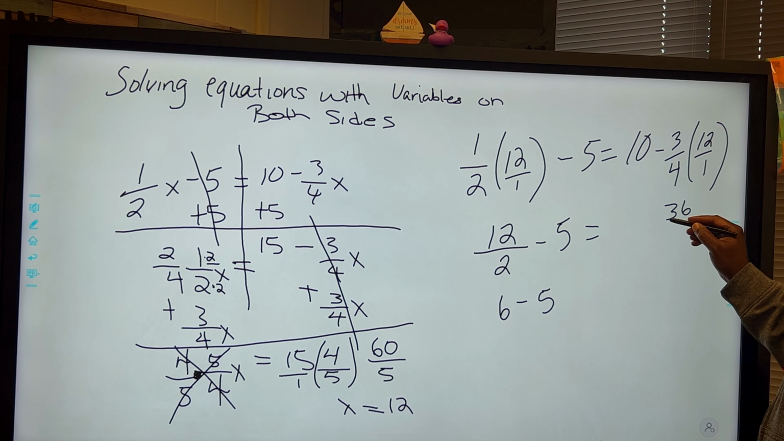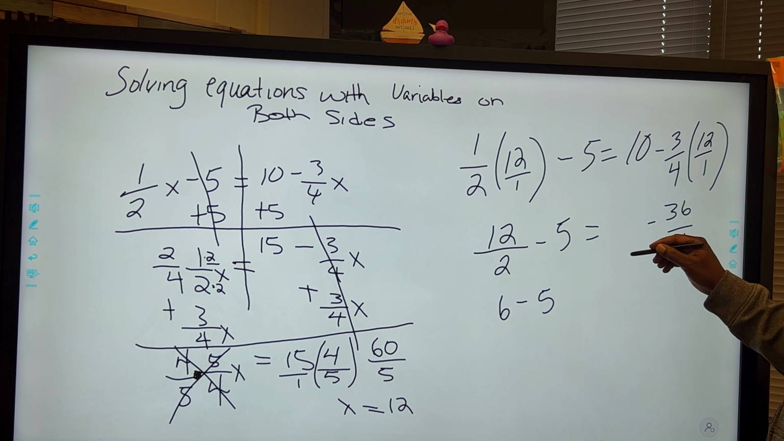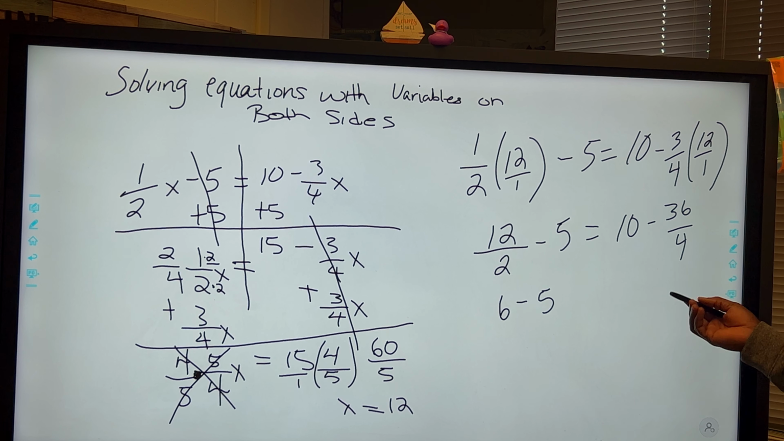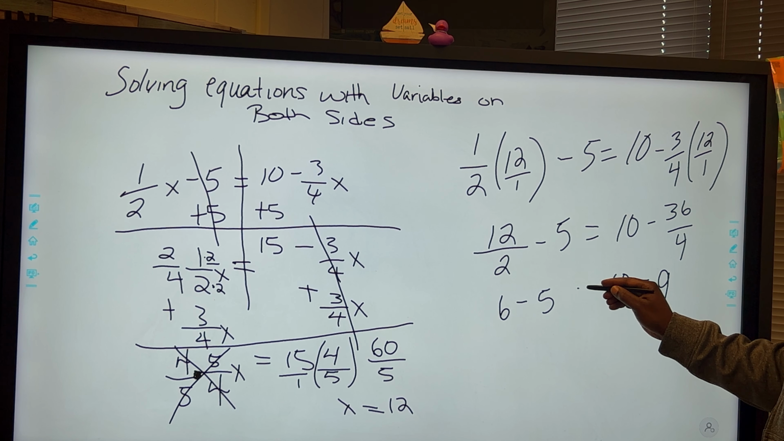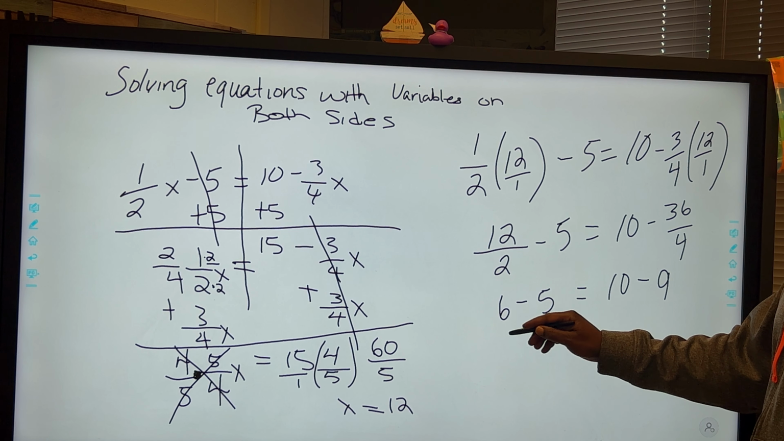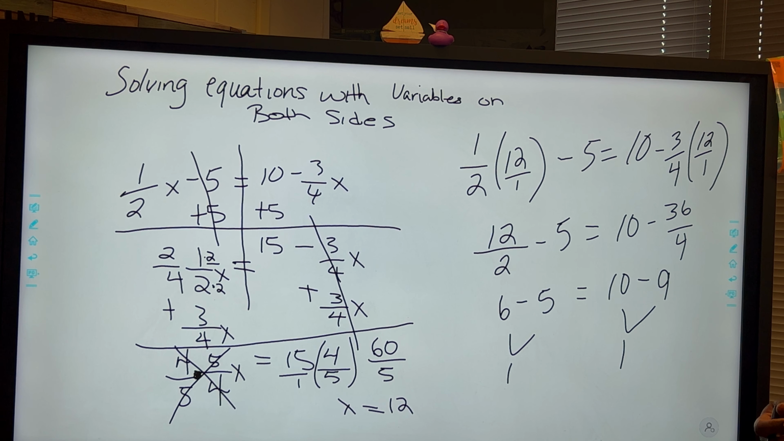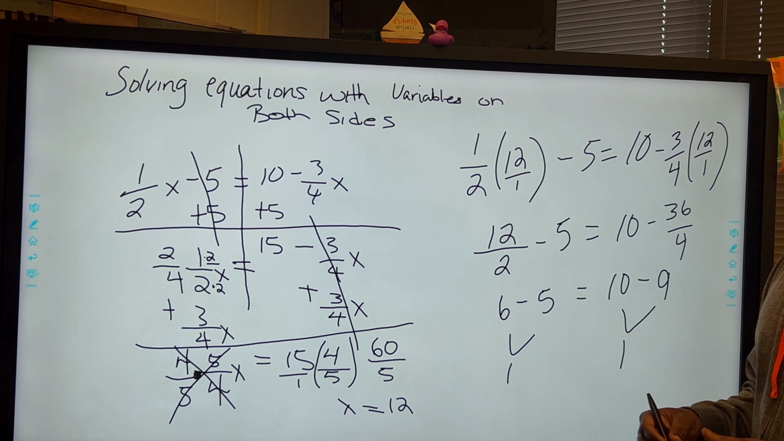So 36 over 4, and that's a negative, so subtraction is next. Then I'm going to bring down my 10. Okay, so 36 divided by 4 is 9. Then 10 take away 9 is 1. So we know that this equation is balanced because both sides equal 1. And we have solved this equation with variables on both sides. Okay? All right, have a great day.